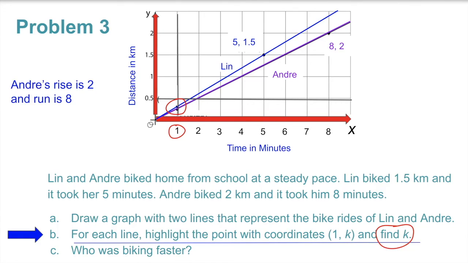Andre's rise is 2 and his run is 8. So the rise over run for Andre would be 2 over 8. That's the same as 1/4 or 25 hundredths. K equals 25 hundredths for Andre.